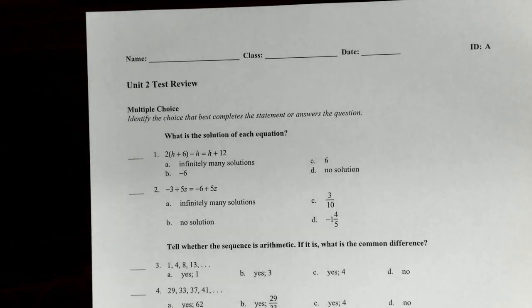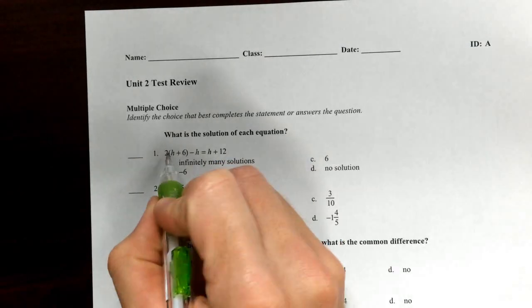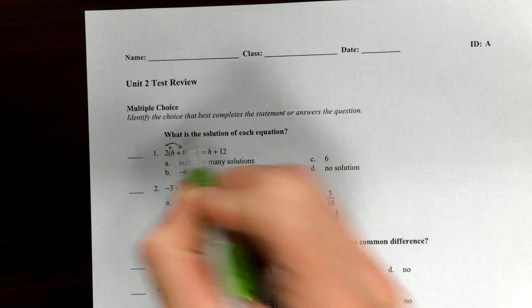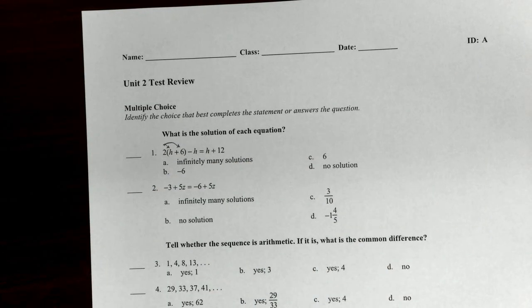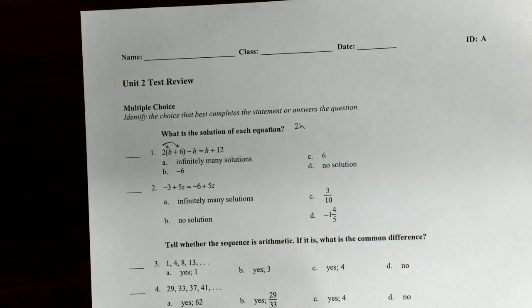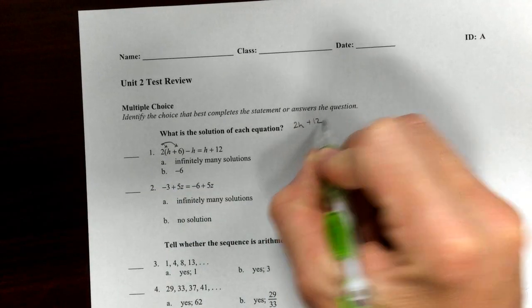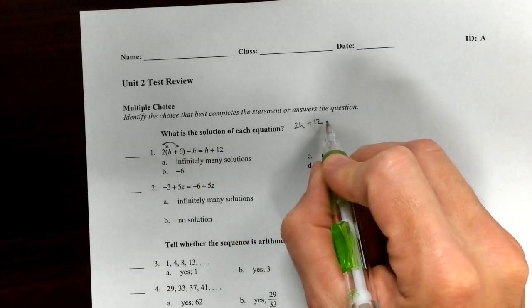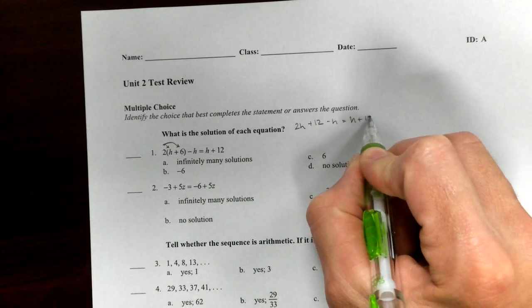So the first thing I need to do on number one is distribute my 2. Distribute again means to multiply. So I'm distributing the 2 to both terms in that parenthesis. I multiply the 2 times the h, and I get 2h. I multiply the 2 times the positive 6, and I get plus 12. Still got a minus h here. And on the other side of the equal sign, you've got h plus 12.